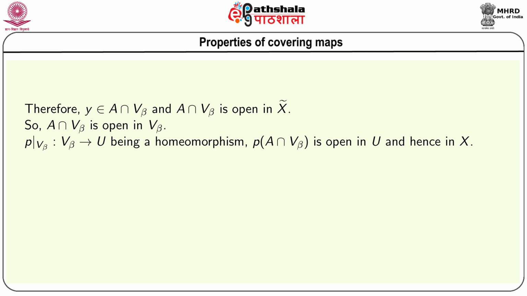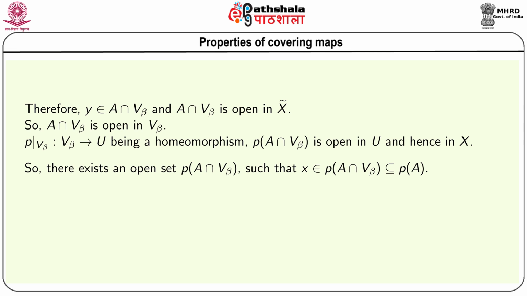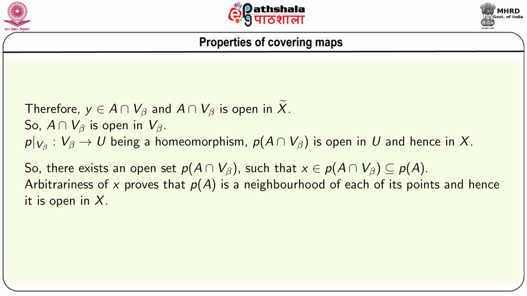Now, P restricted to V beta being a homeomorphism, P of A intersection V beta, that means the image of A intersection V beta under the map P, is open in U and hence in X. So, there exists an open set P of A intersection V beta within X such that x belongs to P of A intersection V beta, which is contained in P(A). The arbitrariness of x proves that P(A) is a neighborhood of each of its points and hence it is open in X.